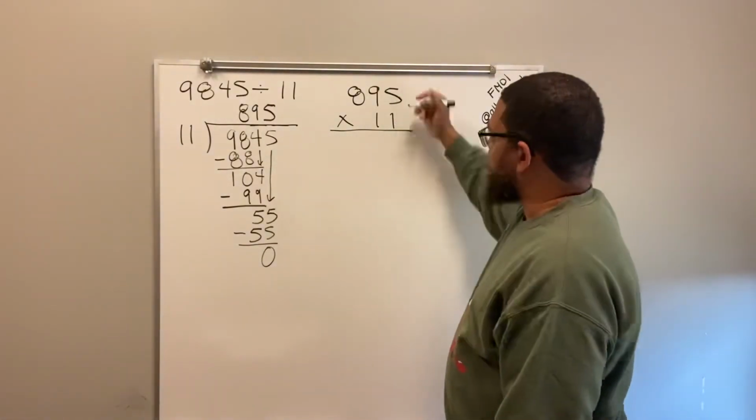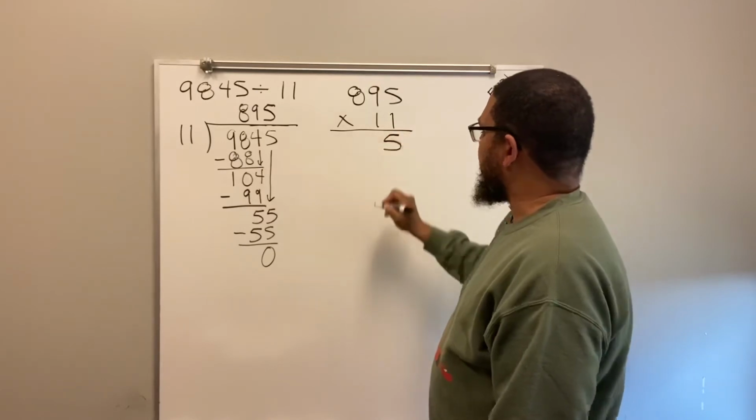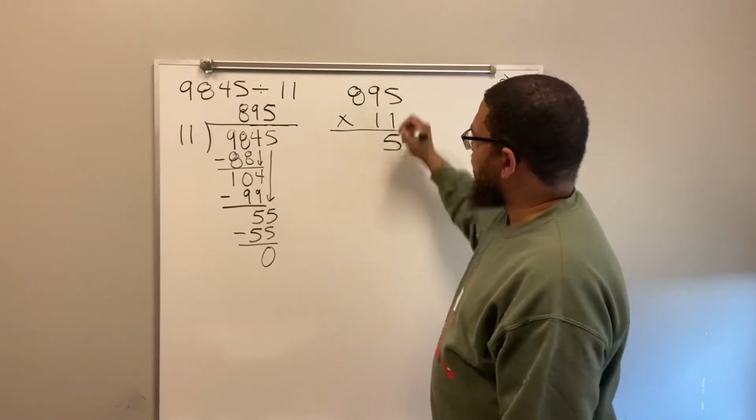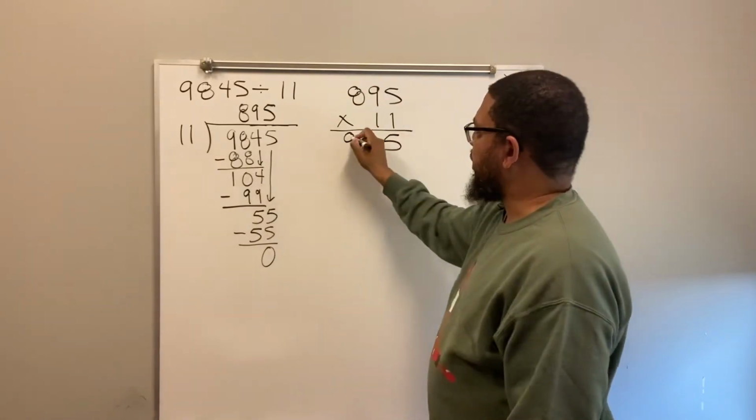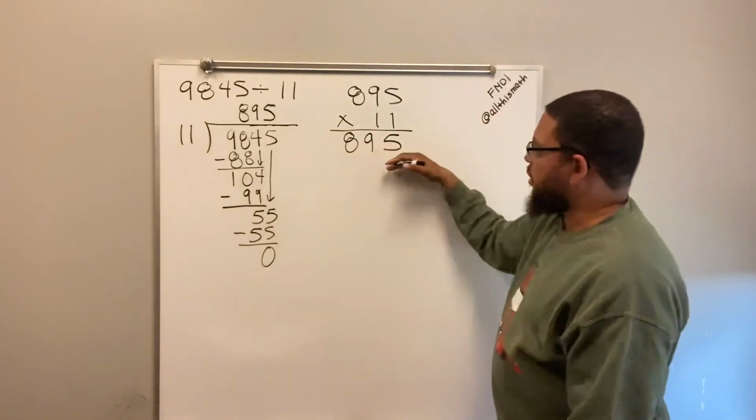So I do 1 times 5, that gives me 5. Right, the 5 right here. Then I do 1 times 9. Put that product right there. Then I do 1 times 8. Put that product right there. Now I come down to this next row.